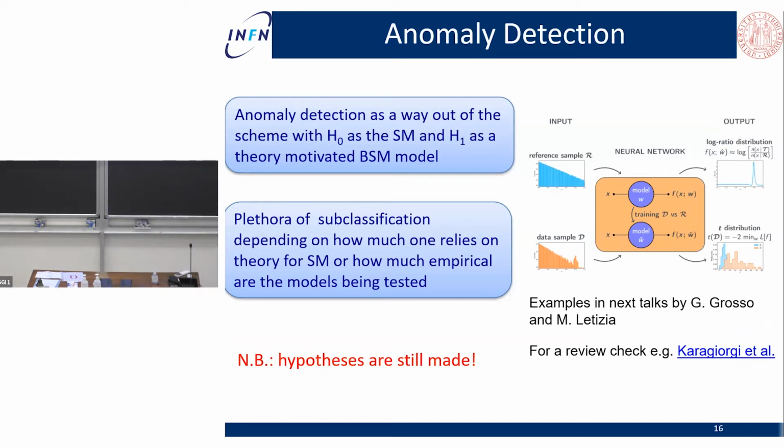So if you want, anomaly detection came in as a major activity a few years ago. Essentially, I would classify anomaly detection as a way out of the scheme where you have two hypotheses, H0 being the standard model and H1 being a physics-motivated alternative hypothesis. So if you want to get out of the scheme, you go for anomaly detection, quote unquote. And then of course, I put here a review that tries to classify all these anomaly detection algorithms on the basis of how much you rely on theory for the standard model and for the alternative hypothesis. Some of them are completely heuristic, some others rely on the standard model, and so on and so forth. Gaia and Marco especially will mention a concrete example later on.